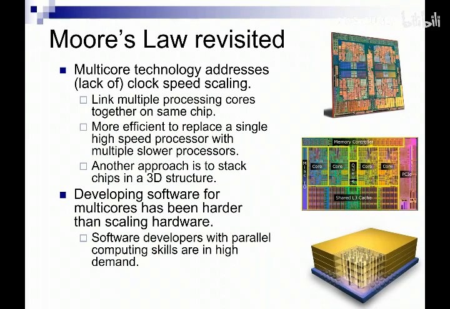Now, we've actually been quite successful in scaling the number of cores that we put onto a single chip. Nowadays, chips from Intel or AMD have dozens, let's say 64 cores on a single chip. So that scaling has been quite successful. However, it's actually been harder to develop software for multi-cores than it was to develop the hardware.